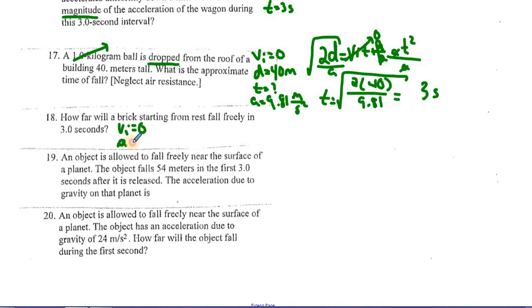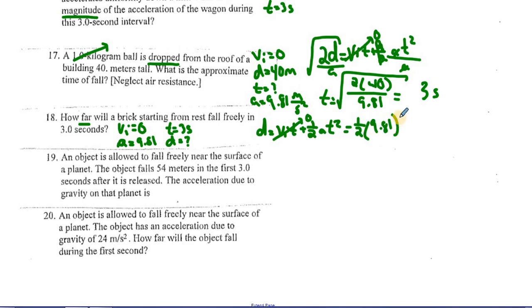All right, how far will a brick starting from rest, so vi is 0, fall freely, so the acceleration is our good old 9.81, and we have a time of 3 seconds. And we're asking for how far, so we're looking for a distance. So same equation, just now it's a little bit easier because it's already solved for what you're looking for. So the initial velocity is still 0, so we plug in 1/2 times the acceleration of 9.81 times the time squared of 3 seconds squared. So I got a value of 45.